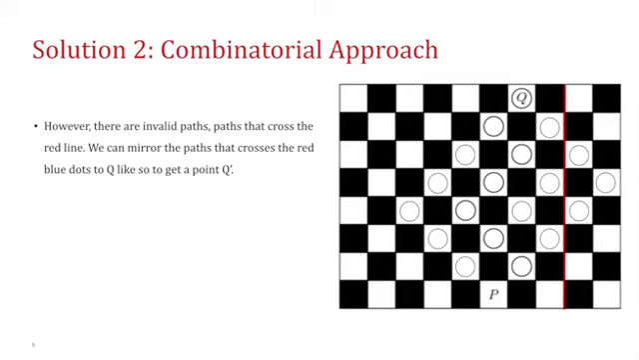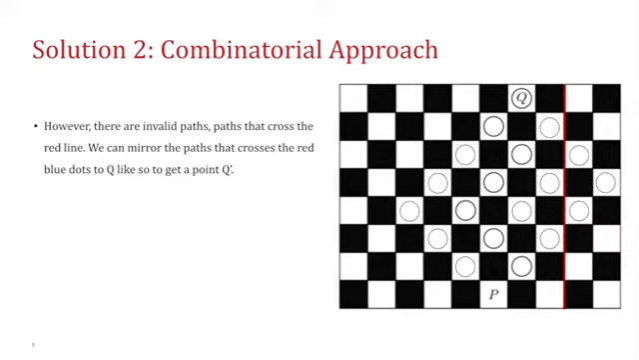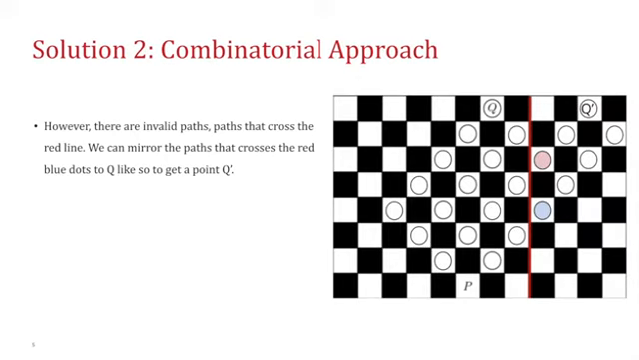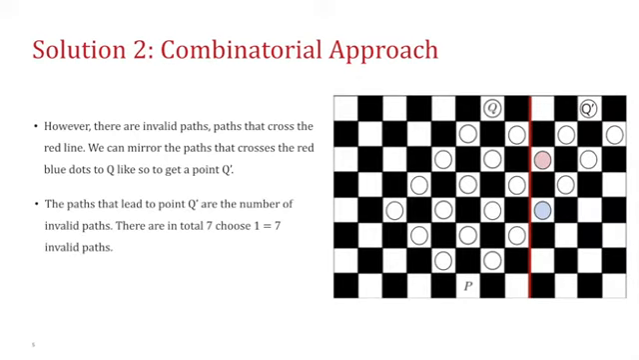However, there are invalid paths, paths that cross the red line. To exclude them from our calculations easily, we can mirror the paths that cross the red and blue dots to Q, like so, to get a point, Q prime. The paths that lead to Q prime are the number of invalid paths. There are in total 7 choose 1, which is 7 invalid paths. As such, there are 28 valid paths.